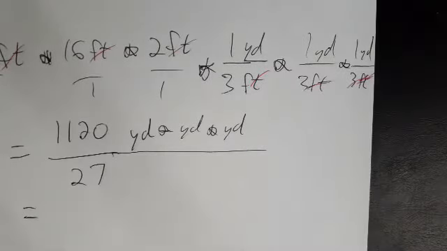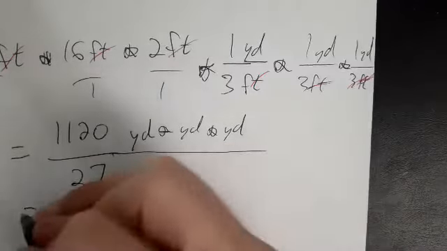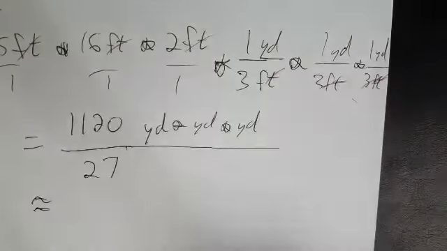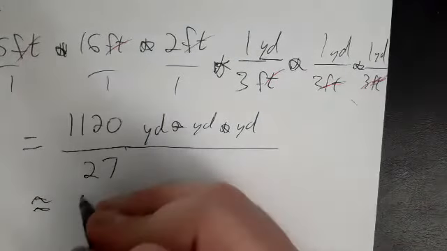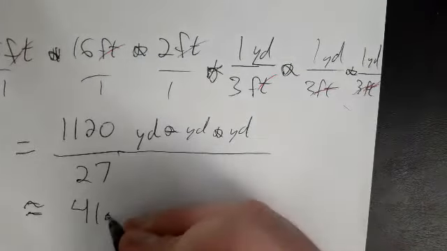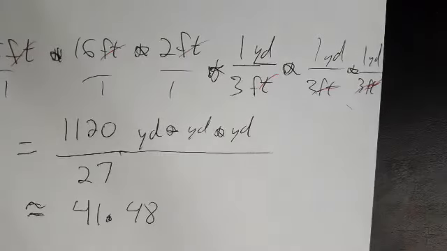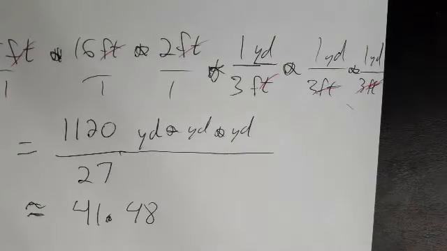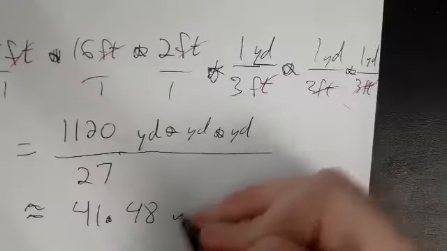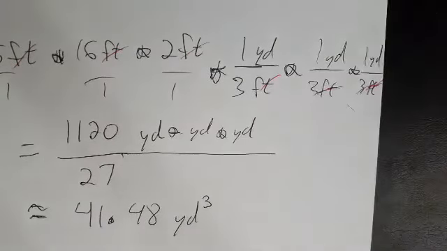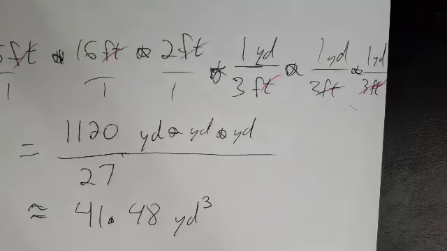I'm going to round this to 2 decimal places. So this is approximately 41.48. Usually, if you do things correctly and I set up the problem correctly, 2 to 3 decimal places should usually be pretty good, unless I'm telling you otherwise. But usually 2 to 3 is pretty good.